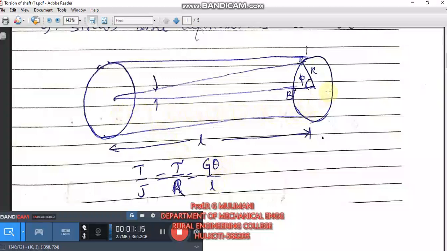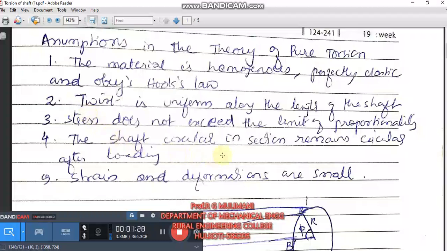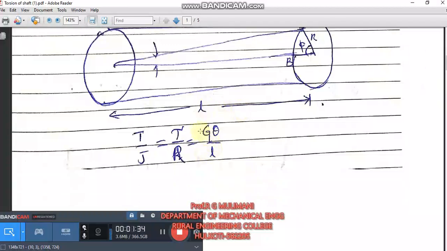When the torque or the torsional moment is applied, there is an angle of twist in the shaft, that is theta. In these derivations there are some assumptions made to derive this equation. This is the torsion equation. We are using this equation to derive the stiffness matrix of the element.